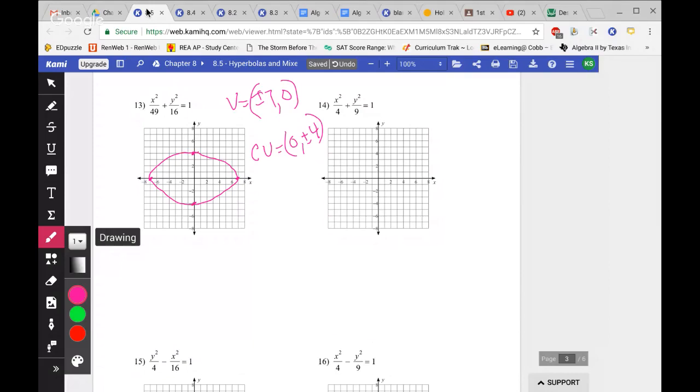Question: are vertices always in the X and co-vertices always in the Y? No, they are not. The vertice is always in the larger one, whichever one is larger. On number 14, my vertice is going to be in the Y because the bigger one is in the Y. Okay.